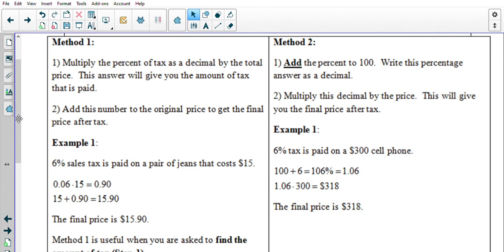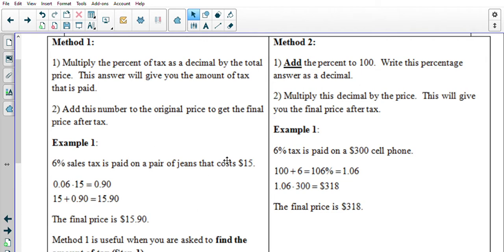So method 1 is to multiply the percent of tax as a decimal by the total price. This answer will give you the amount of tax that is paid. Now keep in mind, tax is something that's added on, so you'll add this number to the original price to get the final price after tax.